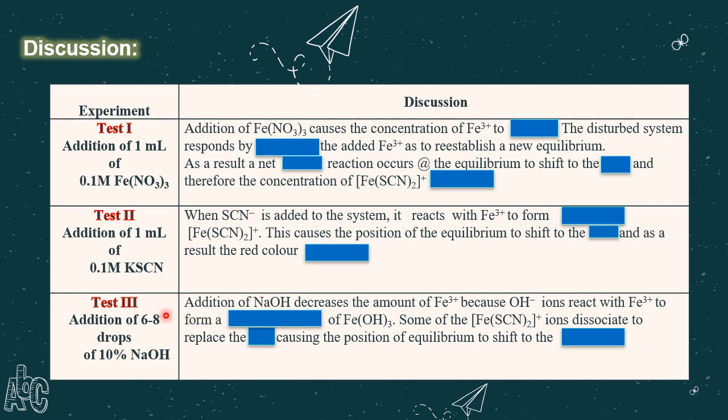Okay. Test 3. Addition of sodium hydroxide decreases the amount of Fe3+ because hydroxide ion reacts with Fe3+ to form what kind of precipitate? Of iron hydroxide. Some of the iron thiocyanate ion dissociates to replace what ion? Okay, causing the equilibrium position to shift to the left or right. So try to fill in the blanks by yourself.